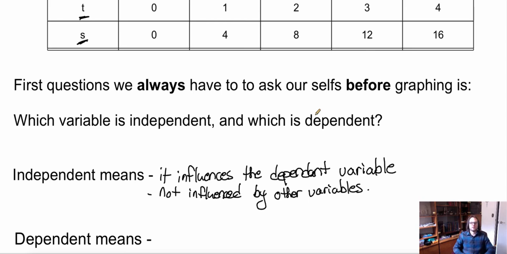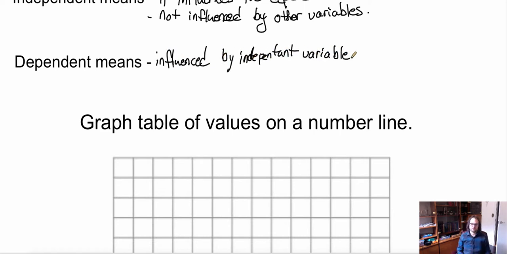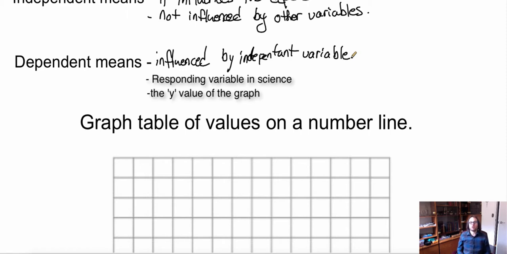So that would mean then that my dependent variable is the one that is influenced by the independent variable. In other words, you might think of this one in science, this would be our responding variable. It is going to be the y value on our graph. It is also known as our output.